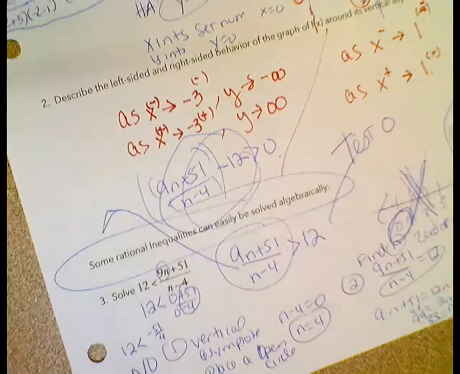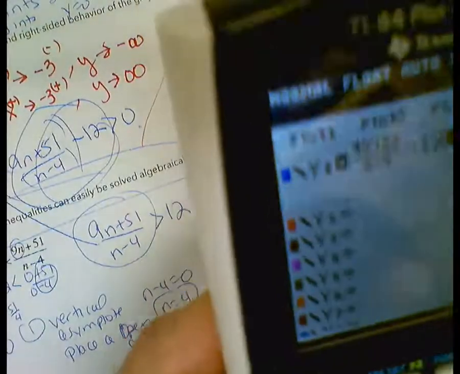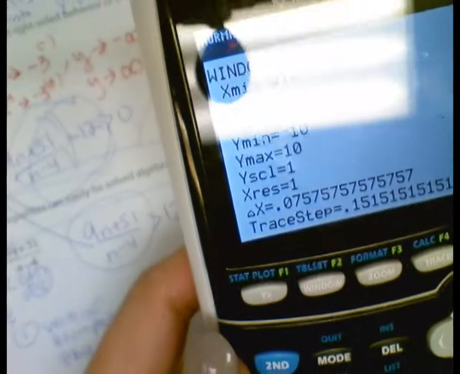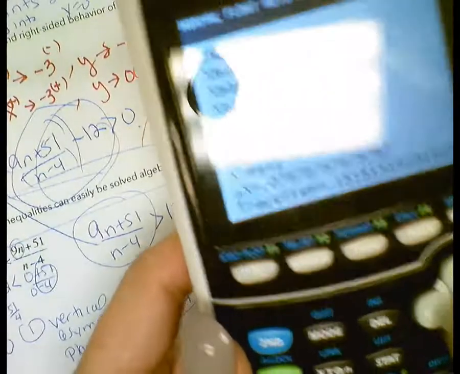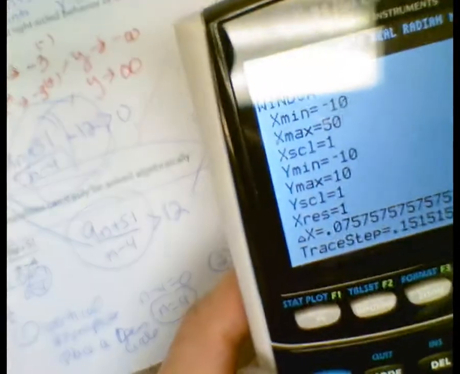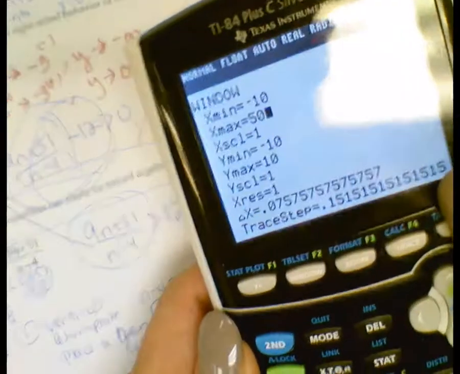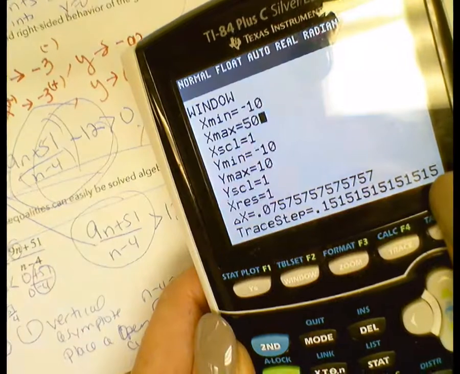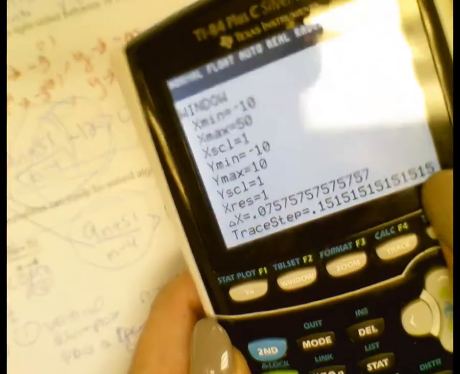But first, we're going to have to set our window. It's already telling me my x's are 4 to 33. So at least if you go to window, I want my x's to go up to like 40. Actually, let's just go to 50. The y's don't have to be that great. I don't care about the y's that much. I care about the x's. Okay, so I'm going from negative 10 to 50 on my window. The y's are negative 10 to 10. And let's graph.